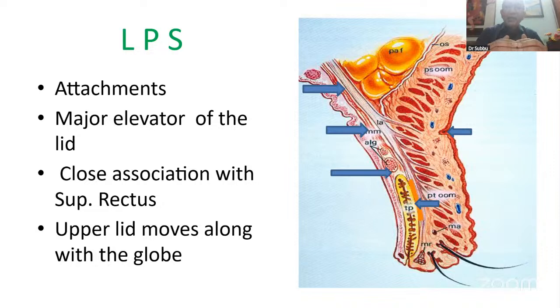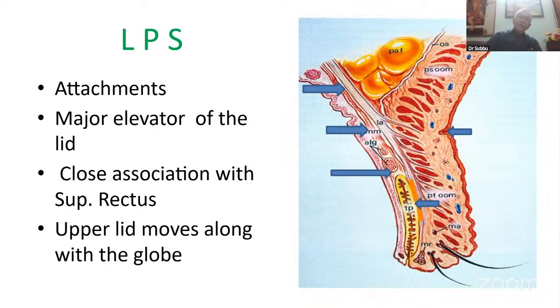If the LPS action is 4 millimeters or less, we call it poor. 8 millimeters or more is good. In between, that's 4.5 to 7.5 millimeters, is fair. And more than 12 millimeters is very good. The normal action varies from 15 to 20 millimeters.